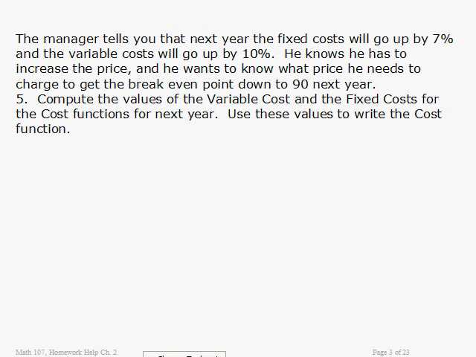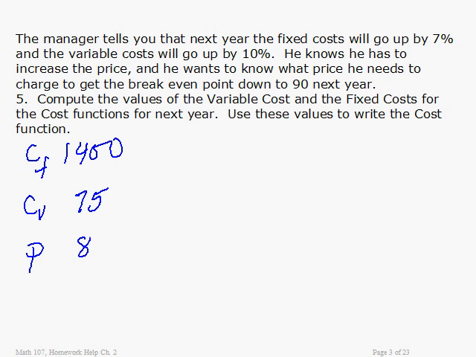We started off last time, we had a fixed cost of $1,400 and we had a variable cost of $75. That's what it cost us per set to recap these tires, and the price was $89 for a set of tires.